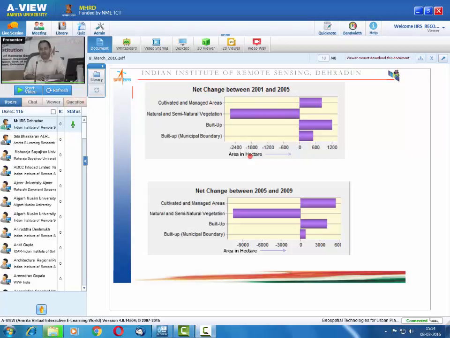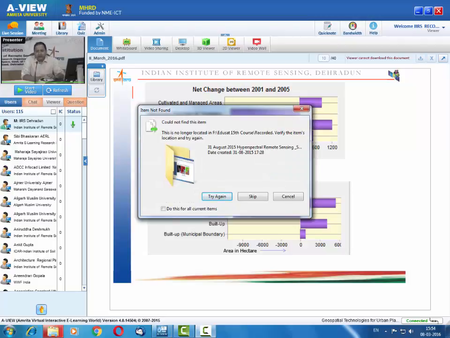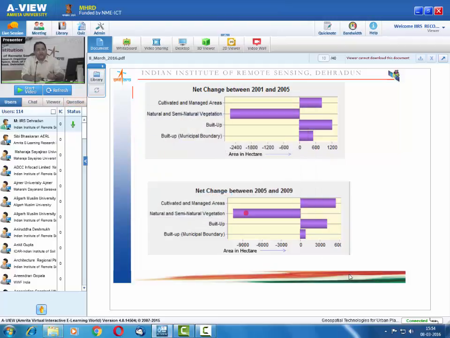If you see from 2005 to 2009, you will see here also the cultivated managed areas have grown, the built up has grown, but the natural and the semi-natural vegetation has decreased over these years. So what we can try to infer from these two diagrams is the natural and the semi-natural vegetation has slowly transformed into agriculture areas, and these agriculture areas over a period of time have then transformed into built up area. So this is the process of land cover transformation which we are seeing. Mainly it is natural and semi-natural vegetation to agriculture, and slowly the agriculture then changes to the built up. Of course, we may have cases where the natural and semi-natural may change to built up, and also the cultivated may also change to built up.